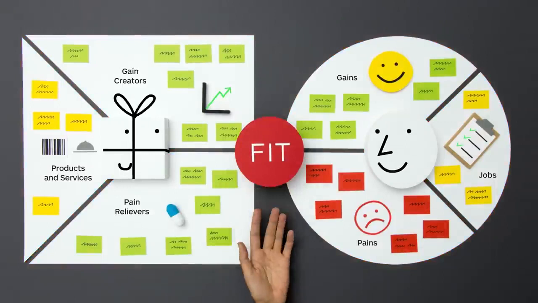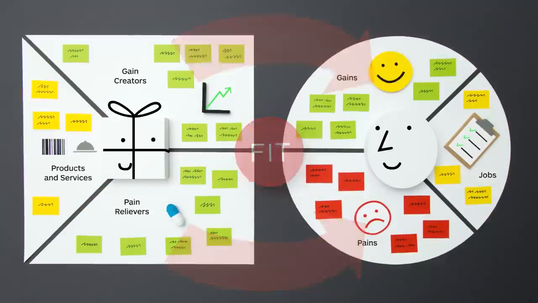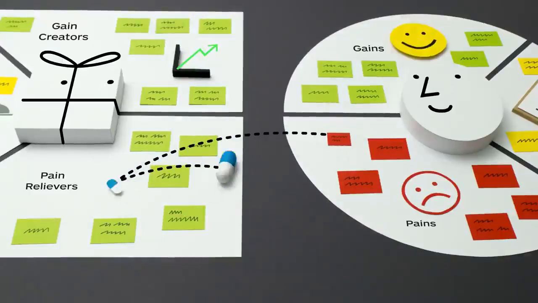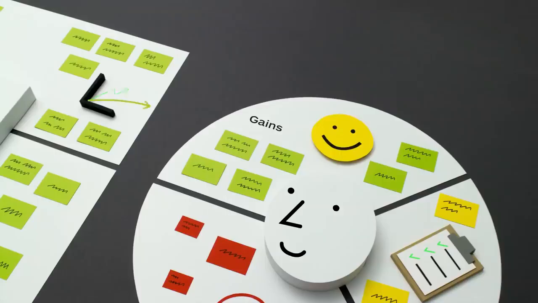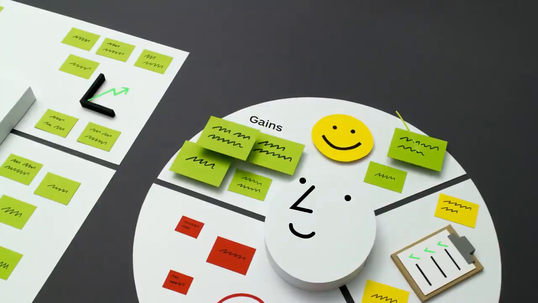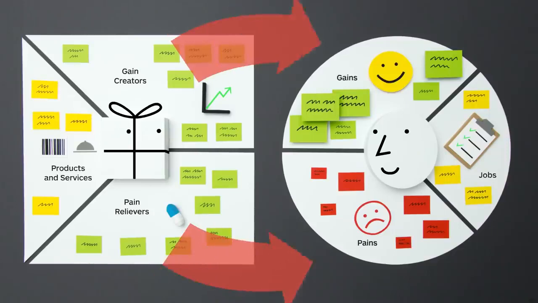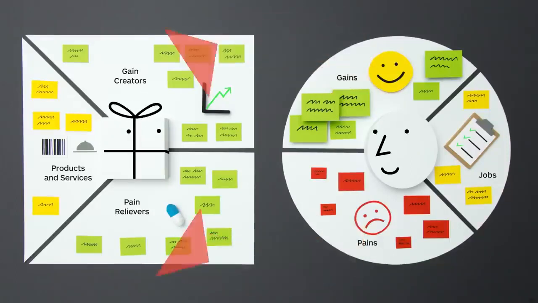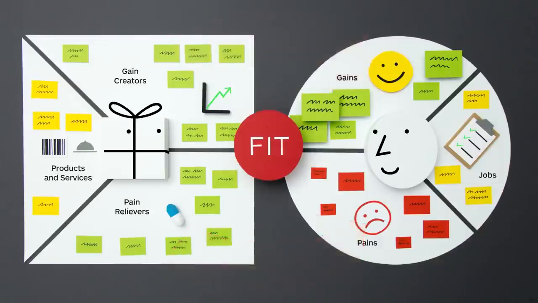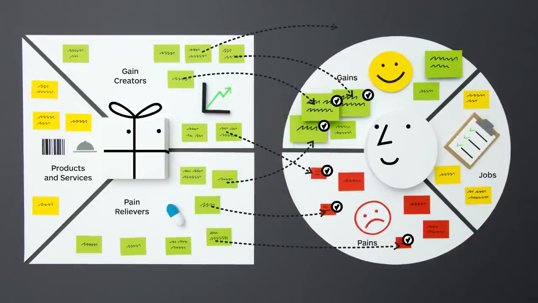You achieve fit by creating a clear connection between what matters to customers and how your products, services, and features ease pains and create gains. Great value propositions target essential customer jobs, pains, and gains, and do so extremely well. Your customer profile may contain countless jobs, pains, and gains, but your value map highlights which ones you intend to focus on.